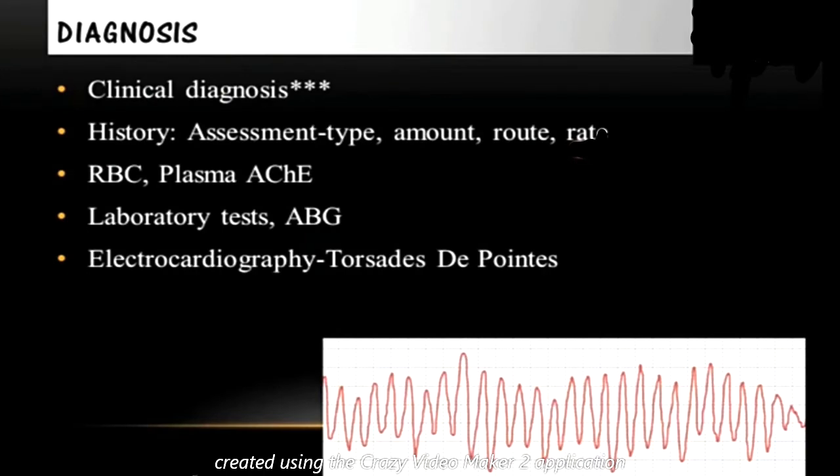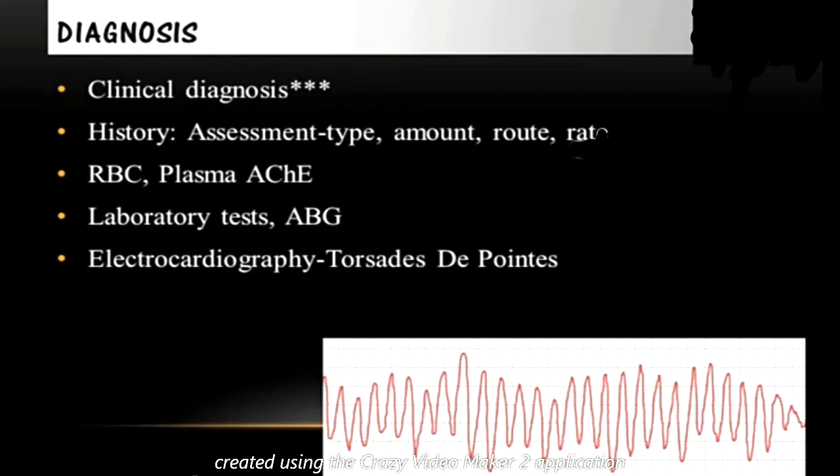Now, how do we diagnose organophosphorus poisoning? First is clinical diagnosis. When the patient comes to the hospital, we go by clinical signs and symptoms and the history, and we ask the relatives about what type of poison he has taken, the amount, and the type of poison.